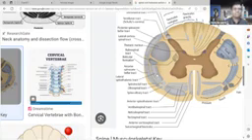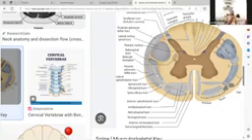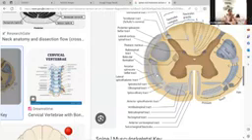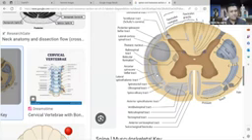Come to page number 160. This is the second tract, the rubrospinal tract. Rubro means red. This tract is formed by the axons of the 2 oval-shaped red nuclei present in the midbrain. This is situated very close to the pyramidal tract, partially overlapping.